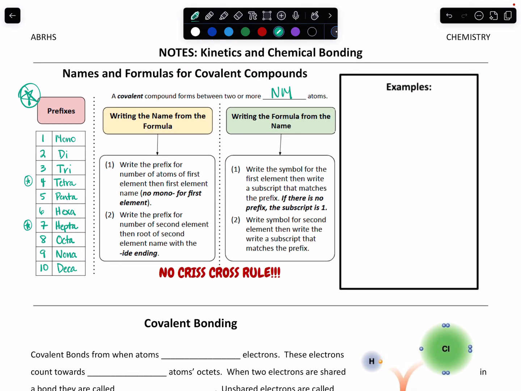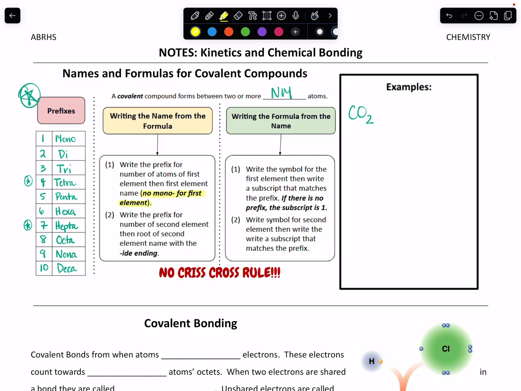All right. So the first thing we're going to do is just talk through how to write the name when given a formula. All right. So let's say, for example, we're given the formula CO2. Now, I know that everybody knows what that is. All right. But let's walk through how to do it using these rules. The first thing you need to do is write the prefix for the number of atoms of the first element, then the first element name. All right. It goes on to say, do not use mono for the first element.